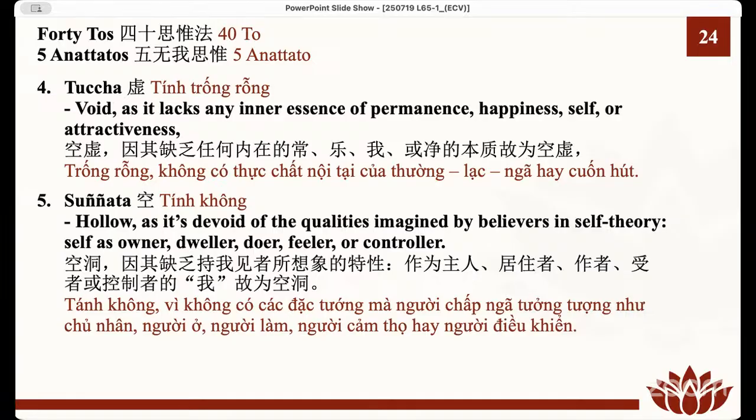Okay, now the sunyata, hollow, as it is devoid of quality imagined by believers in self-theory, such as owner, dweller, doer, feeler, or controller. I explained all the owner, dweller, doer, feeler before, right? So that's why this is called sunyata. Sometimes there are many different definitions of sunyata, actually many different conditions of sunyata according to Buddha's teaching. In the case of vipassana, this is the basics of sunyata.